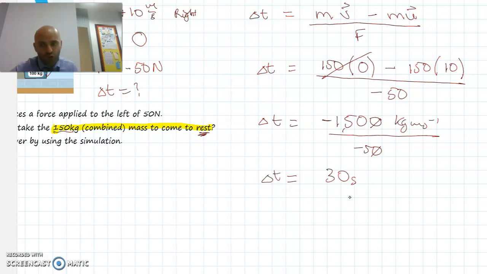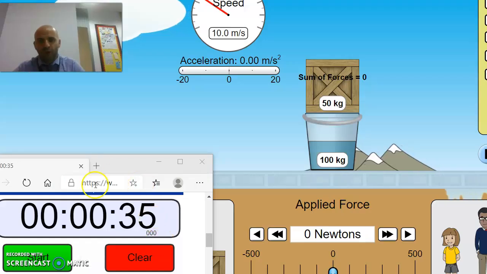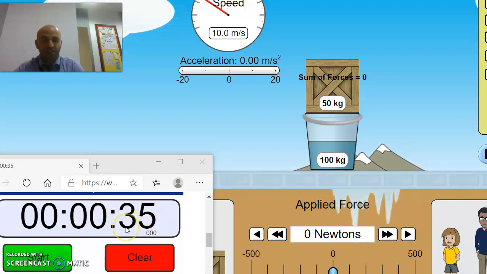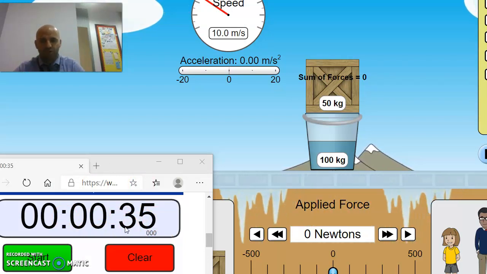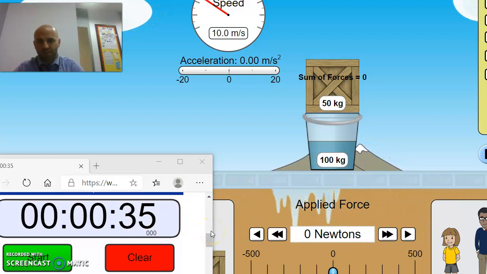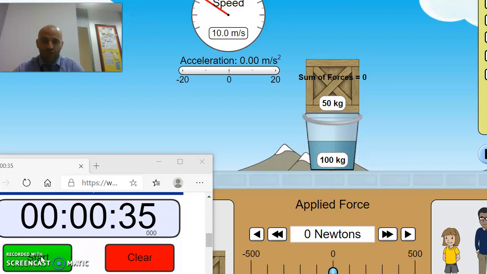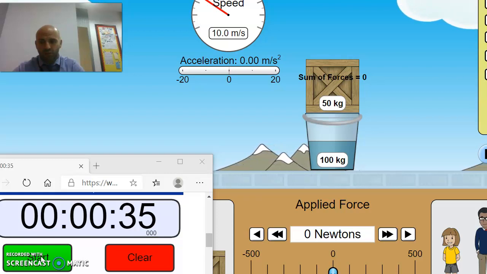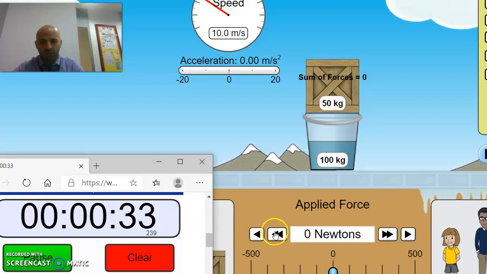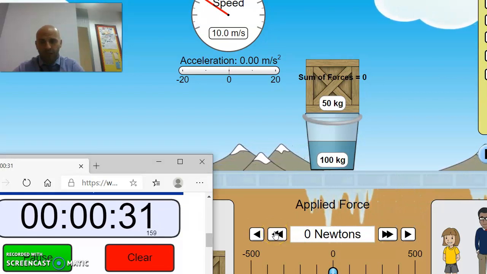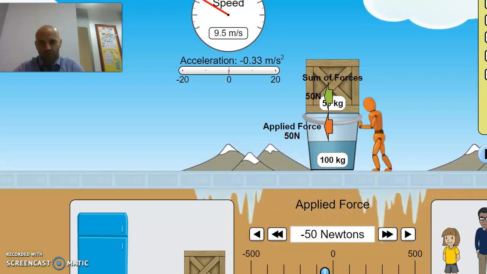Now I'm going to try this and see if I can get it about right. Okay, pause the video. I've set my timer here to 35 seconds just to be on the safe side, to make sure that I'm able to apply the force for the whole time. I'm just going to click go. According to my calculation, it should be 30 seconds, but let's try it. I'm going to hit the timer, and then I'm going to apply that force. So 3, 2, 1, starting the timer. Now applying the force.